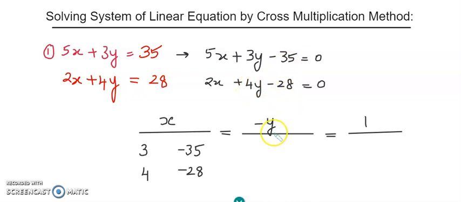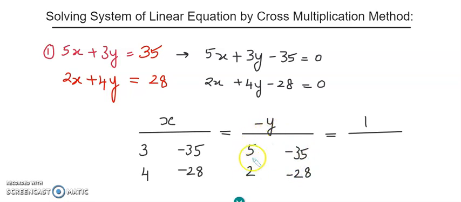Now it is a negative y. Why is there a negative sign? Sometimes you can also put a plus sign. I'll tell you the difference. First, let's talk about negative y. Which numbers will go below y? It will be the coefficient of x and the constant. If you're going to write the coefficient of x first and then the constant, that means your y should have a minus sign.